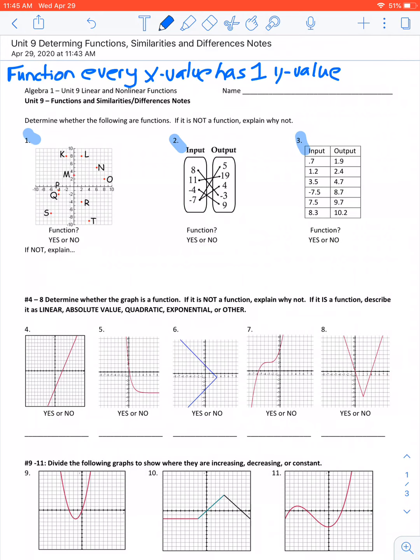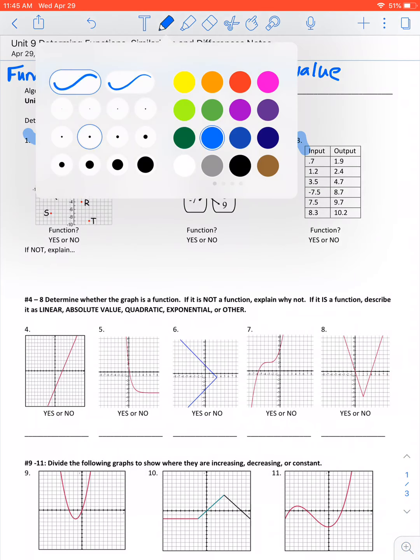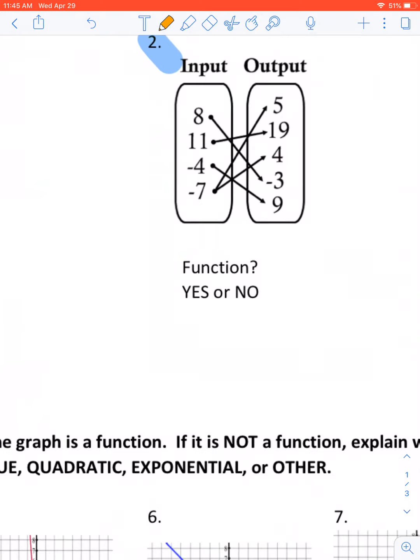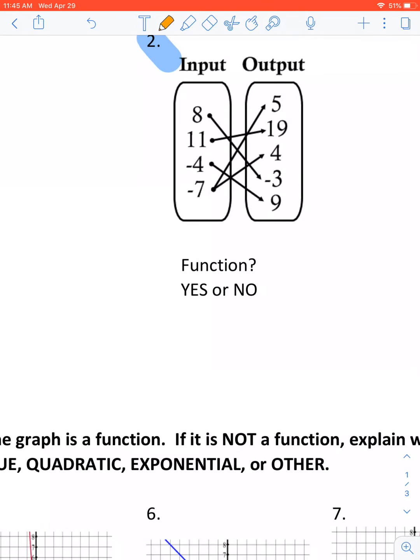So let's look at number 2, and let's say, is that a function? Well, let's look at it. We're going to blow it up a little bit, and we say the input is your x, and your output is your y, because your x is your independent variable, and your y is your dependent variable. Your output number depends on what you plug in there. So let's see if this is a function or not. So 8 goes to 3, good. 11 goes to 19. Negative 4 goes to 9. And negative 7 goes to 5 and 4.